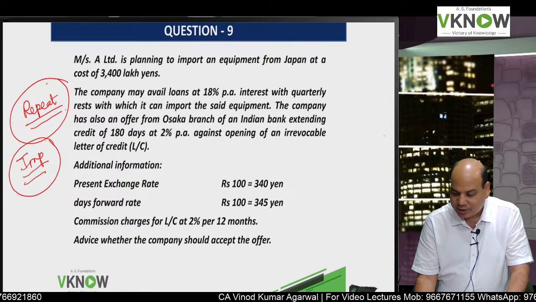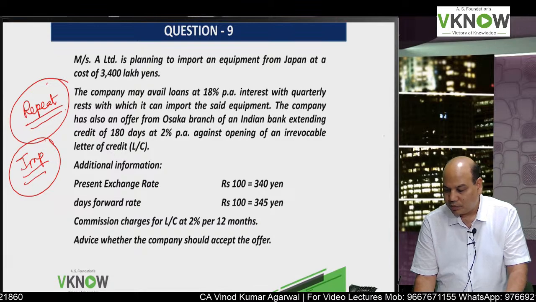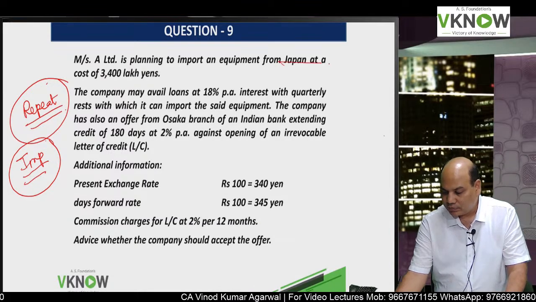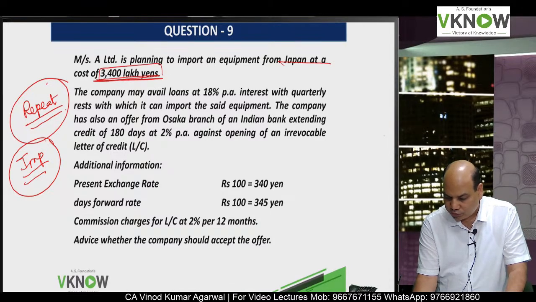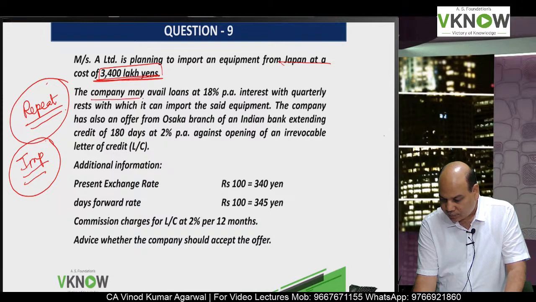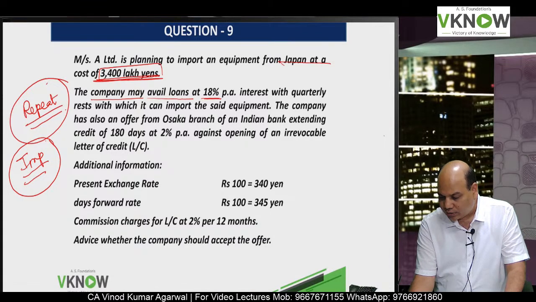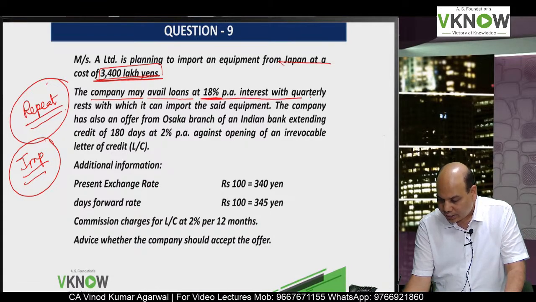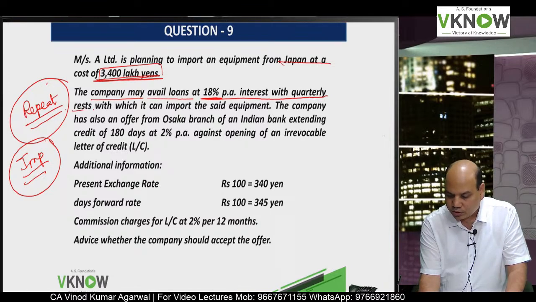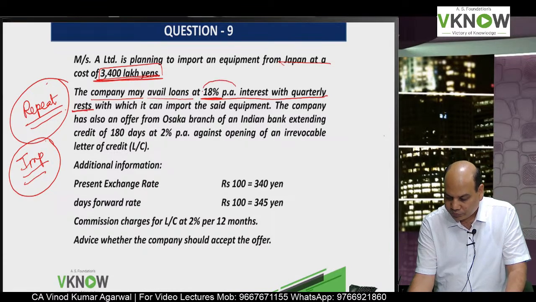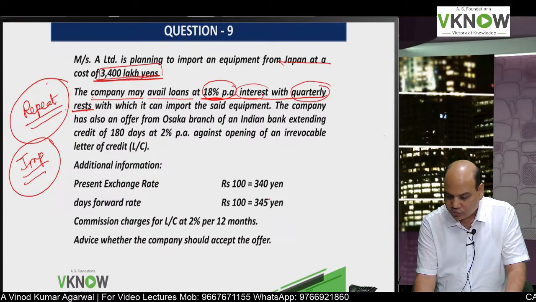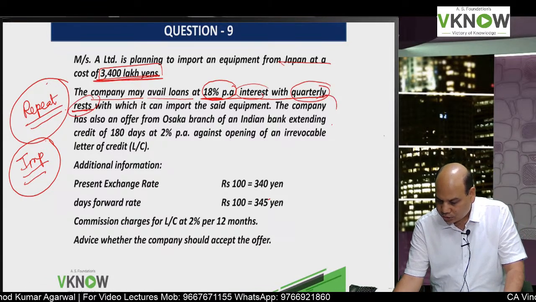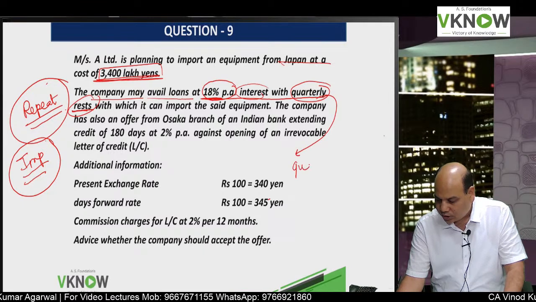Mr. A Limited is planning to import an equipment from Japan at a cost of 3,400 lakhs yen. Same problem they have asked earlier also with the same figures. The company may avail loan at 18% per annum interest with quarterly rest. Now what is quarterly rest? Quarterly rest means quarterly compounding.